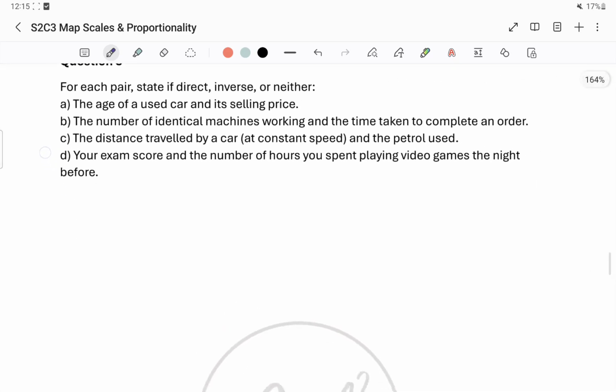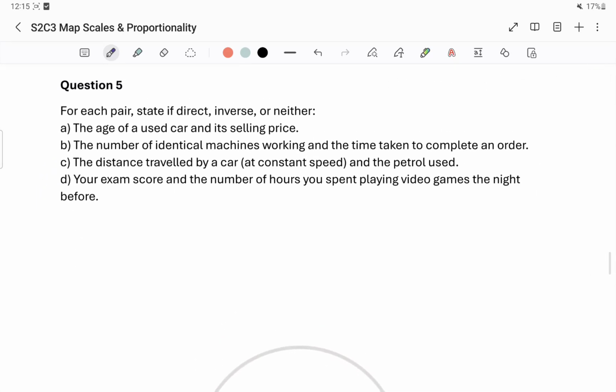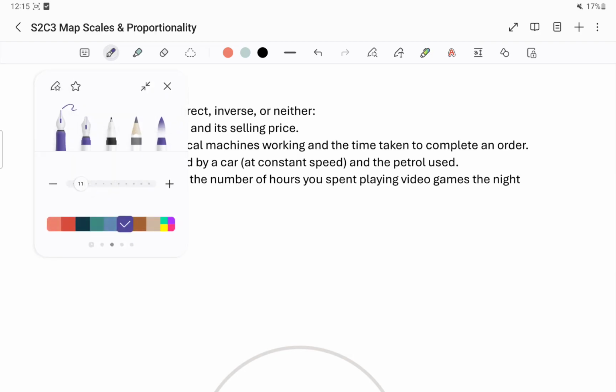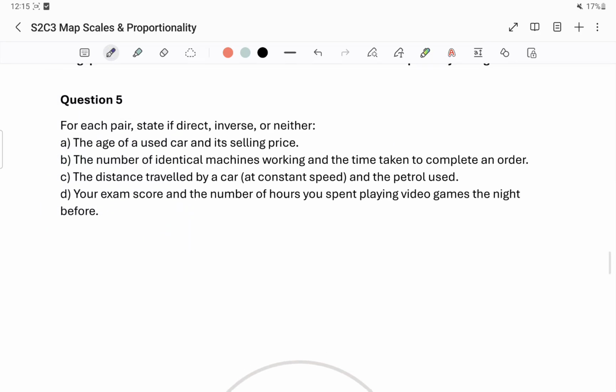Okay, then these are all actually more subjective questions that we want to think about. So the question asks you to explain for each pair A, B, C, D, state if it's direct, inverse, or neither. That means whether the proportion is direct. Direct, remember, is when one increases, the other increases. Inverse is when one increases, the other goes the opposite way, which is decrease. Or there's neither, which means that we are not sure what the proportion is. There might not be a proportion. Not every time do we have a proportion.